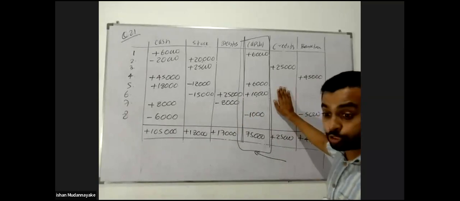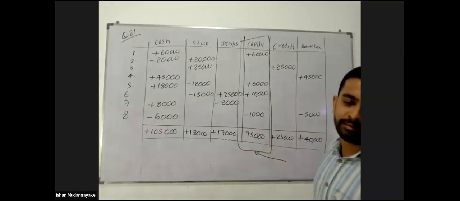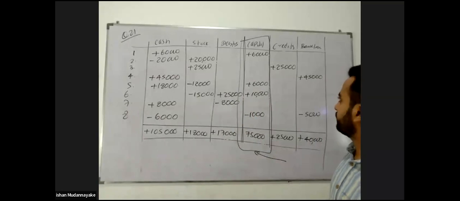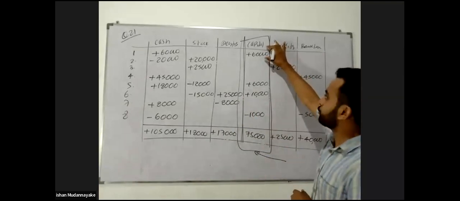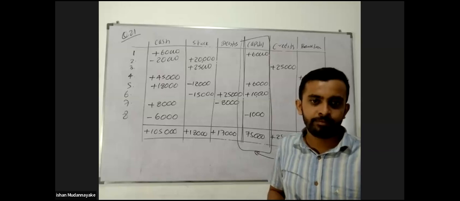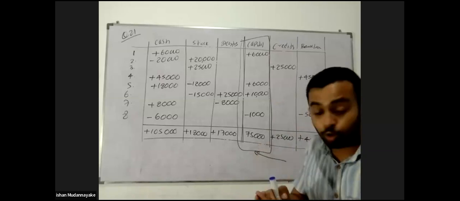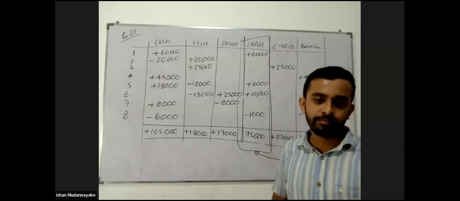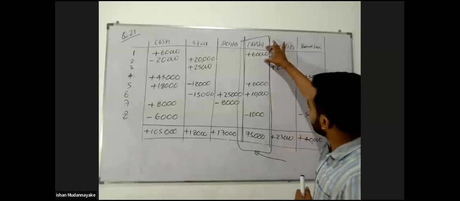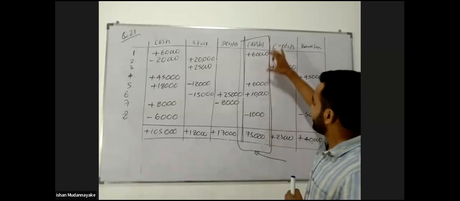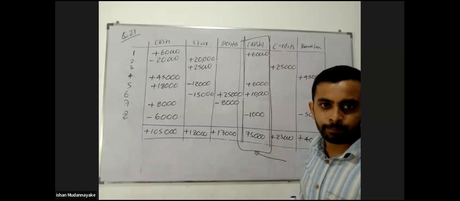Question number 12 asks you to calculate the closing equity balance of the business, or closing capital. This 60,000 is opening capital, opening equity. 75,000 is closing equity. So 60,000 opening equity, 75,000 closing equity. 60,000 opening capital, 75,000 closing capital.